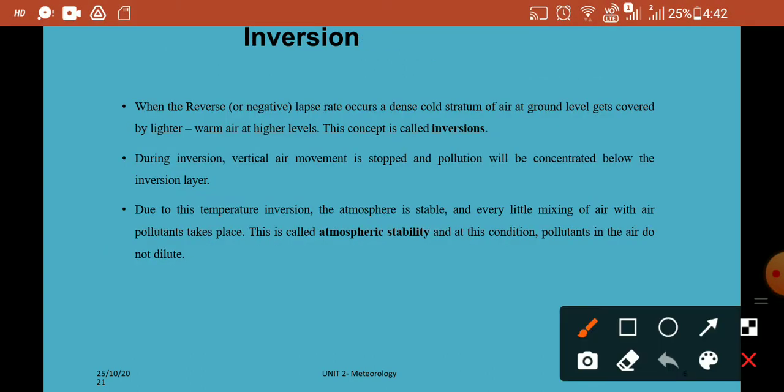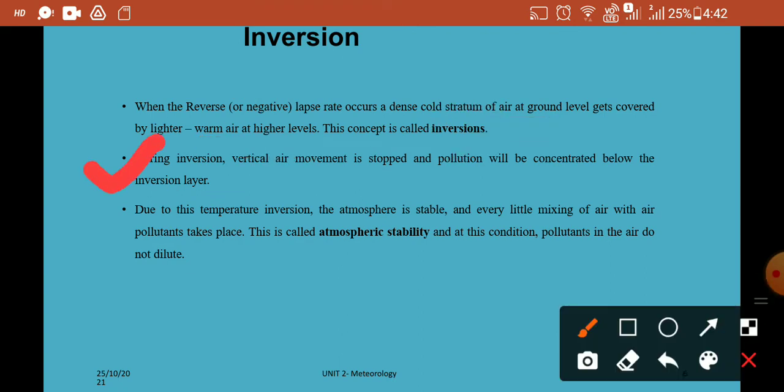The next new concept is inversion in meteorology. Earlier we discussed what meteorology is, the study of climatic and weather changes in the atmosphere, and the meteorological factors such as wind velocity and pressure that affect it. Now, coming to the new concept, inversion. What is inversion? When a reverse or negative lapse rate occurs, a cold dense stratum of air at ground level gets covered by lighter warm air. That concept is called inversion.